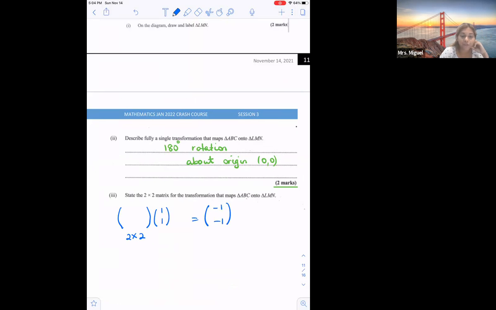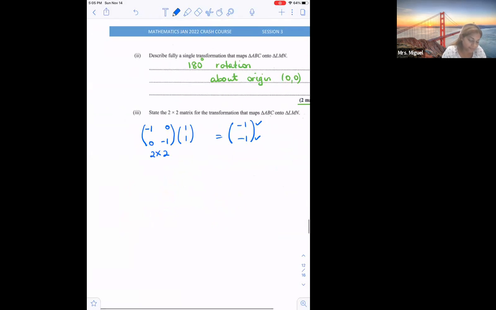So some matrix is being multiplied by 1, 1 to give us -1, -1. So this is a 2 by 2 matrix. And in order for us to get -1 here and -1 here, this must be -1 and this must be -1. Let's work it out and see.